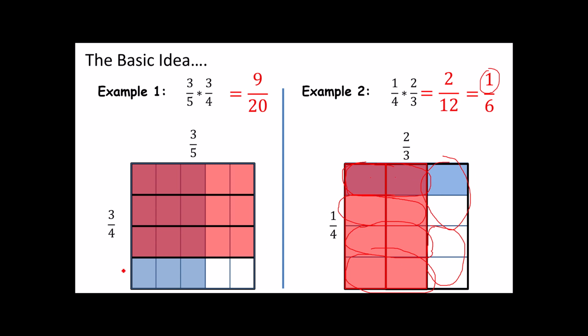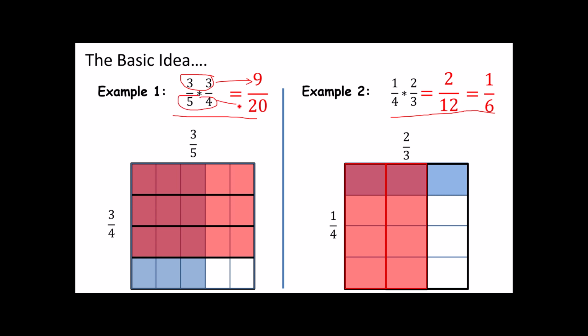Now, I want you to look at your 2 problems again. Did the pattern you found up here also work over here? Did you see it? 3 times 3 equals 9. 5 times 4 equals 20. Over here, 1 times 2 equals 2. 4 times 3 equals 12.